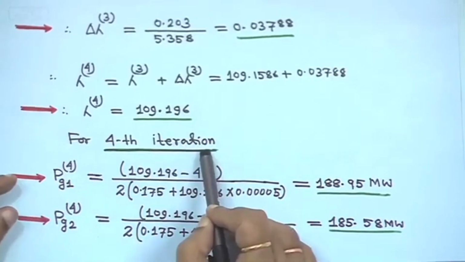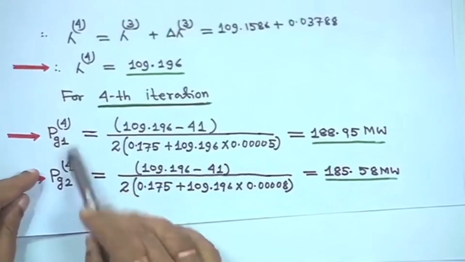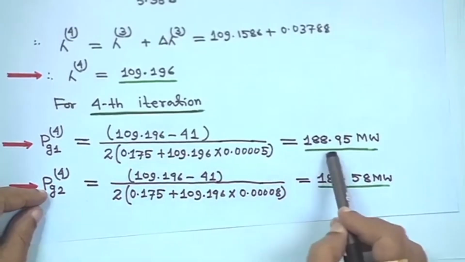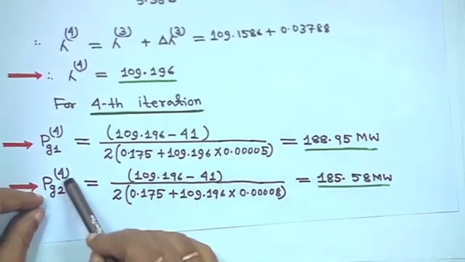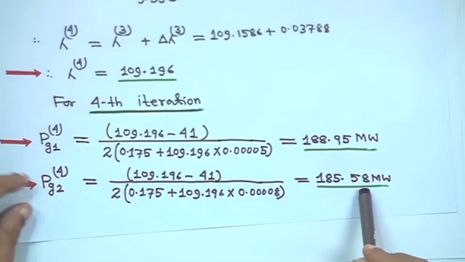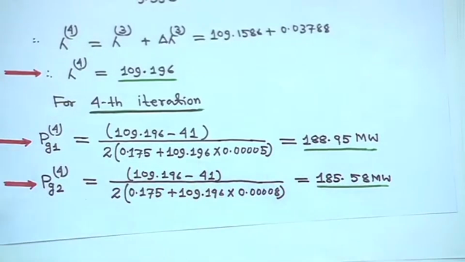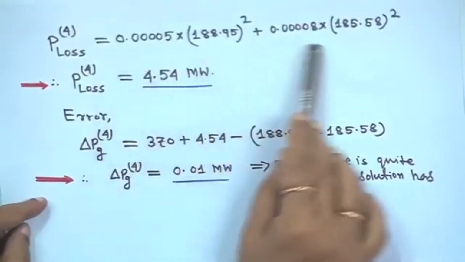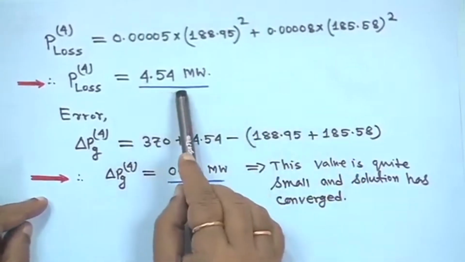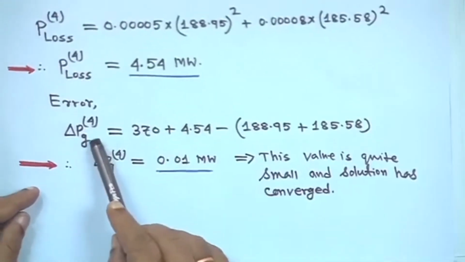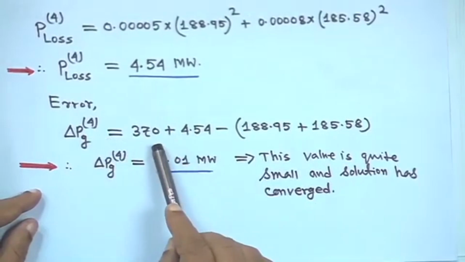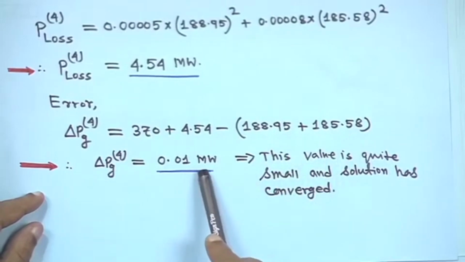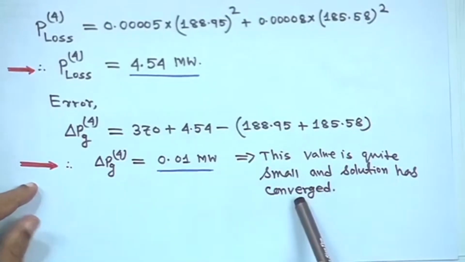For the fourth iteration, you calculate Pg1 and Pg2 by substituting in the same expression, and you will get 188.95 megawatt for Pg1 and 185.58 megawatt for Pg2. With this, you compute P loss 4 again using the same formula, which is 4.54 megawatt. Now check the error: delta Pg4 is the load 370 plus 4.54 minus the sum of the two generations, and this comes to 0.01 megawatt. This value is quite small and the solution has converged.